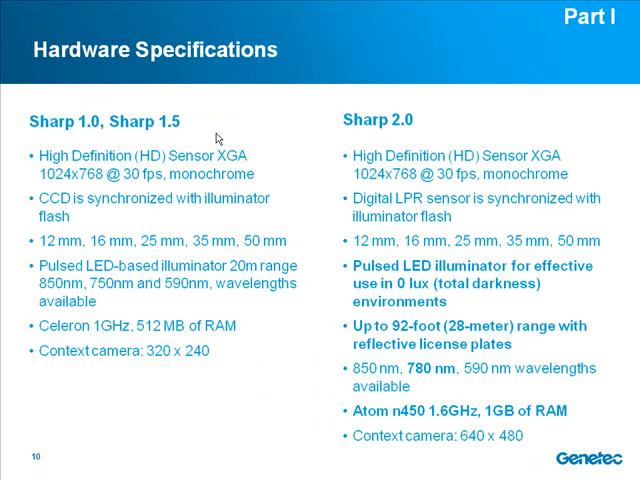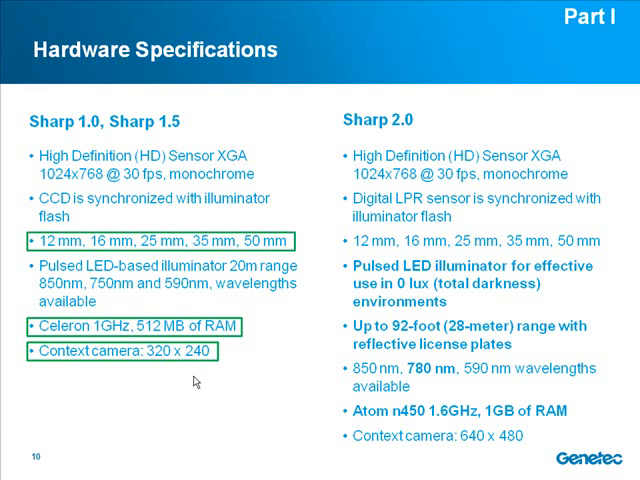We've listed all the important specifications here for both the 1.0 and 1.5 and the Sharp 2.0 XGA cameras. Now the key points here are that the Sharps have a context camera with a 320 by 240 resolution, and the Sharp is running on a Celeron 1 GHz processor and has 512 megabytes of RAM. As well, when we're looking at the lenses and illumination, we have several lenses ranging between 12mm and 50mm, with 3 different illuminations to handle the reflectivity of various license plates.